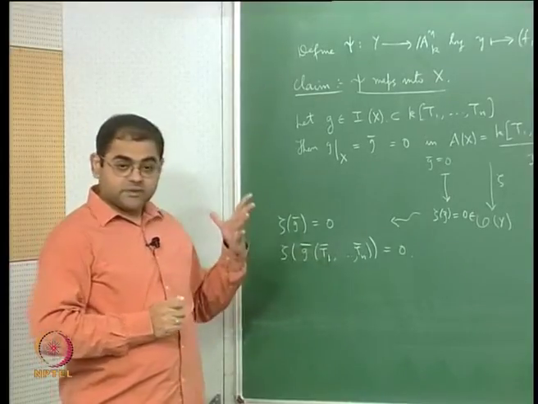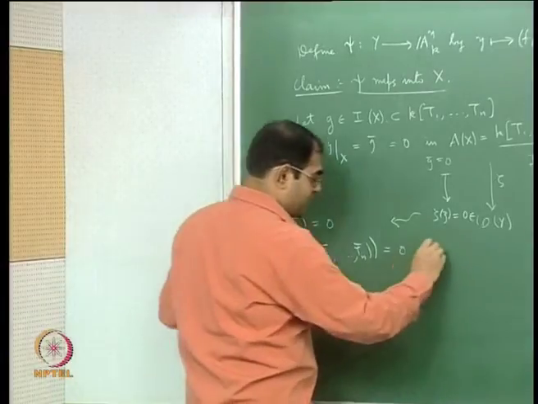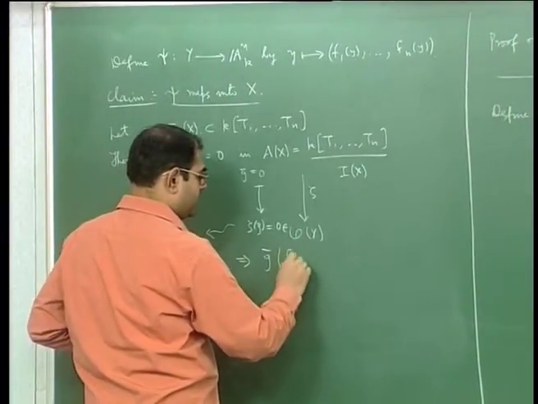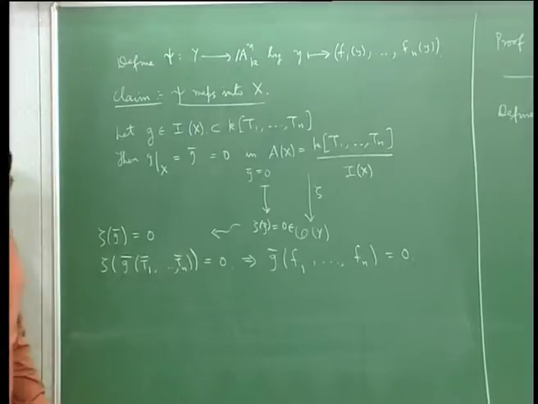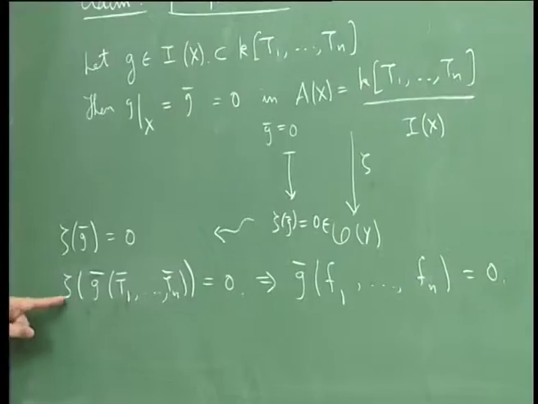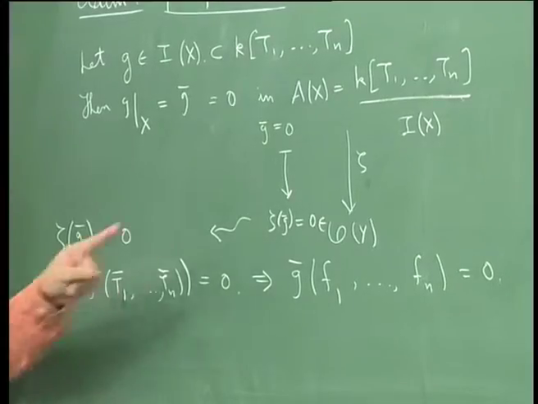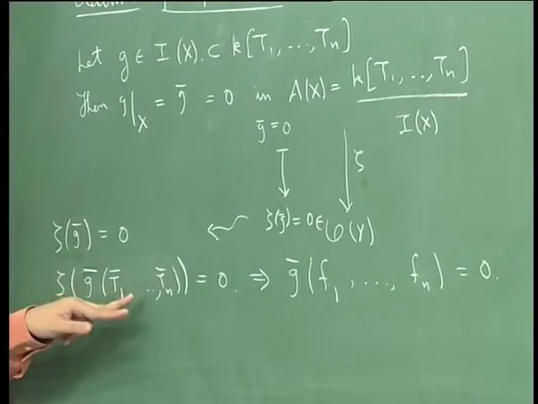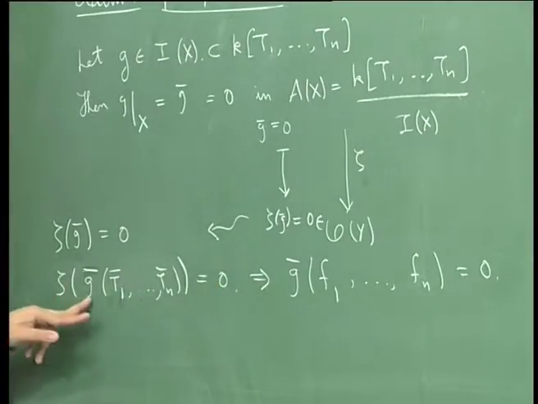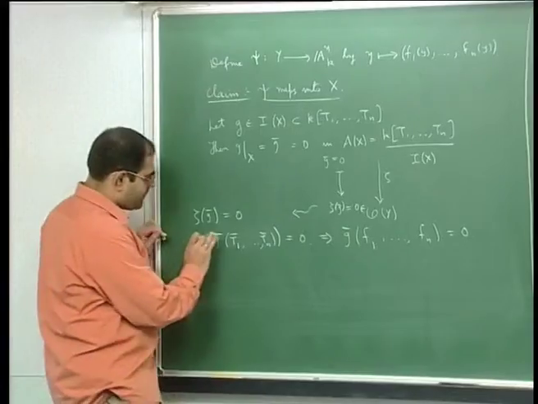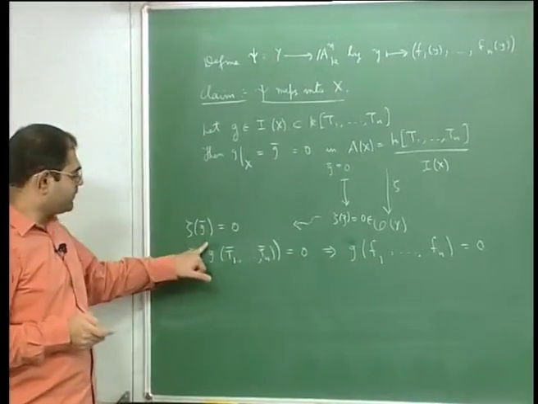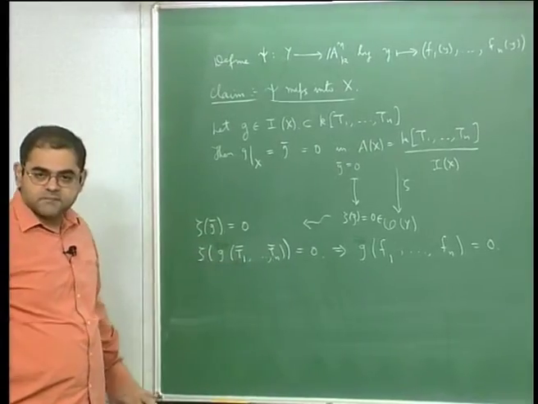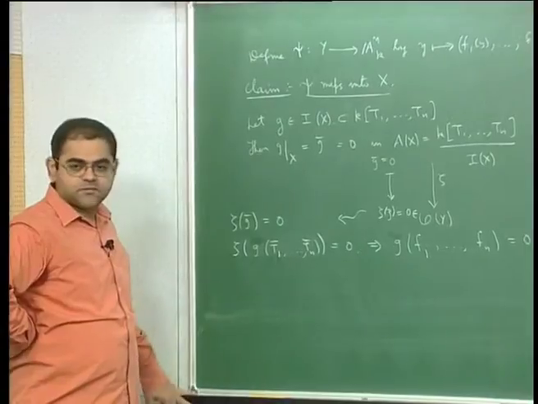Zeta maps the T bars to the F's. So this implies that G bar of F1 through Fn is 0. This is what it means. You see, zeta takes T1 bar to F1, and it takes Ti bar to Fi. Then it will take a polynomial in the Ti bars to the corresponding polynomial in the Fi's. Maybe I should just remove this bar because the bar is already inside. G bar is G of this, just the image of G. I will remove this bar, that is superfluous.